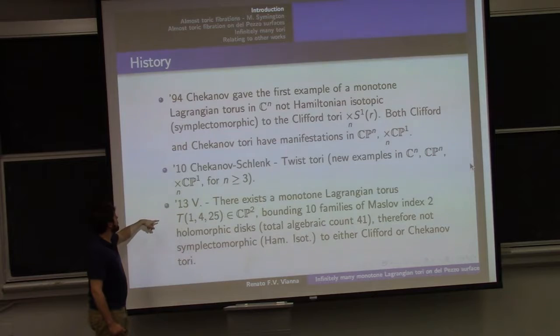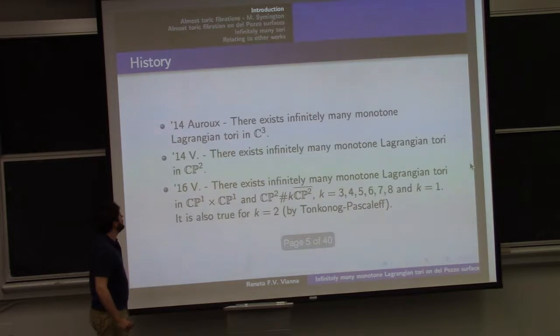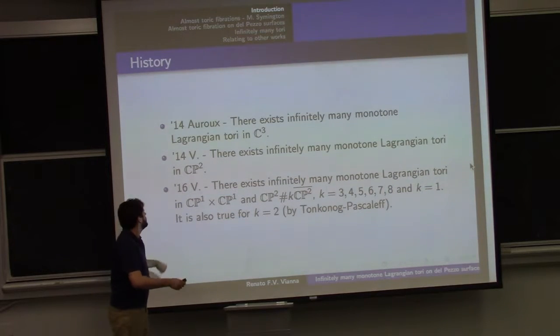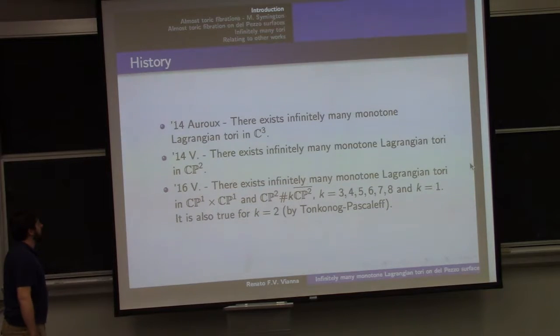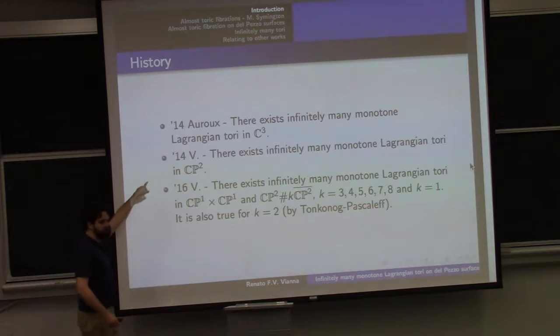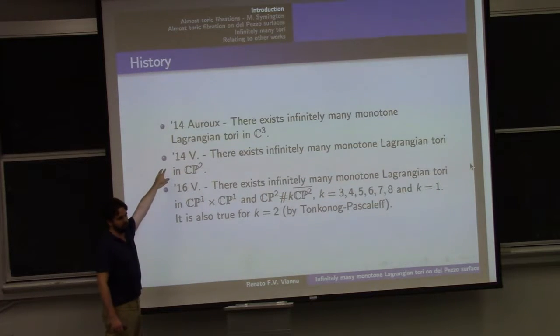And I already predicted that there should be infinitely many, but at that point I didn't have a proof for that. And then I wrote a proof that these tori that are constructed are actually not Hamiltonian isotopic to each other. And so here we have infinitely many tori in CP2.